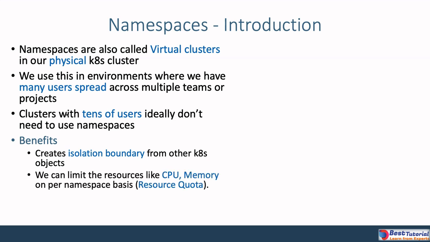We can also limit resources like CPU and memory on a per-namespace basis using the resource quota option available in Kubernetes. So you can create a namespace and provide a resource quota, like it needs to use only two CPU cores and 4 GB of memory. So you can do that. That's the reason you can even call it a virtual cluster.